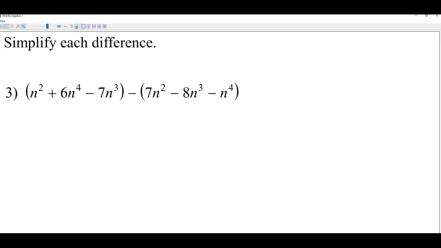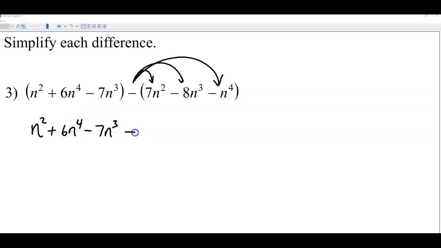Let's take a look at number 3. Similar situation, but this time we're subtracting the polynomials, and when you're subtracting polynomials, the one that has the negative in front of it, you're going to distribute the negative into the parentheses. The first one will stay the same, but every sign in the second one will change. And then after that, you're just going to combine like terms like we did on the first problem.